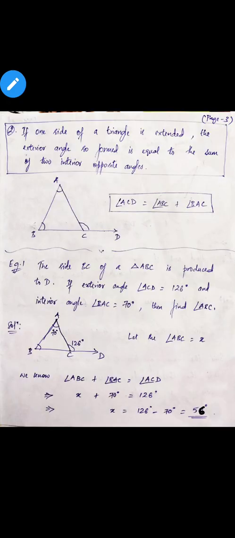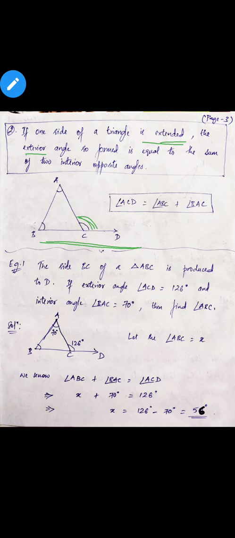Alright, now let us look at the second property. If one side of a triangle is extended, the exterior angle so formed is equal to the sum of the 2 interior opposite angles. So here exterior angle is the angle that is formed outside. Exterior means outside, so the angle formed outside the triangle after extending the line here, right? We are extending this side BC up to D, and then we are getting an exterior angle.